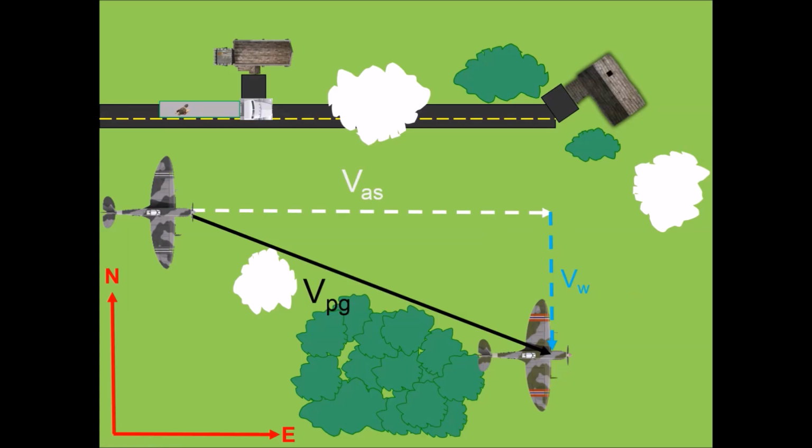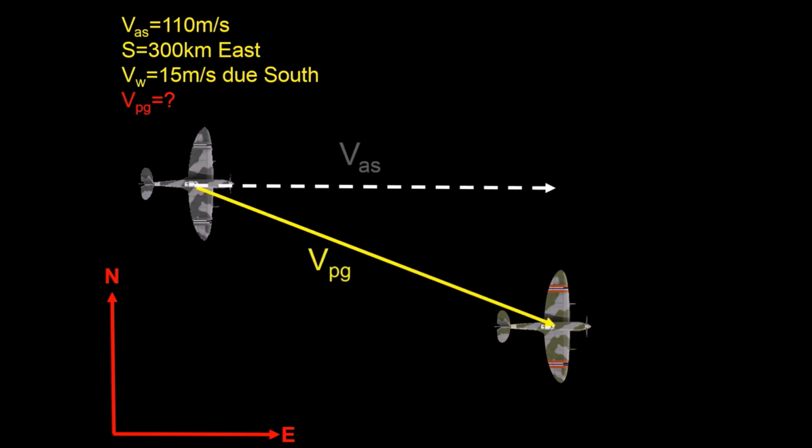Let's look at this without all the background in a more scientific fashion. The plane leaves from this point and then ends up at this point. The plane is traveling, or wants to travel, in a straight line, and the velocity of the wind is pushing the plane to the south. We have the airspeed, we have the distance east, we have the velocity of the wind, and we want to know the actual resultant velocity of the plane.